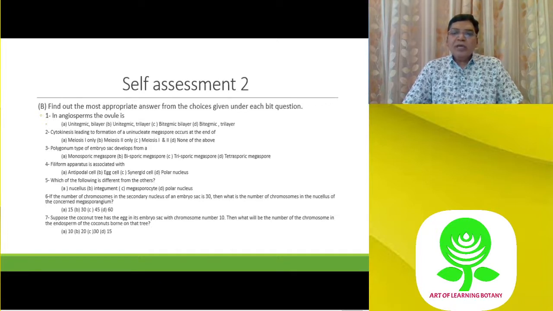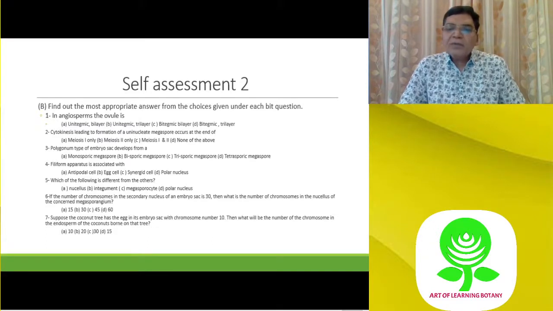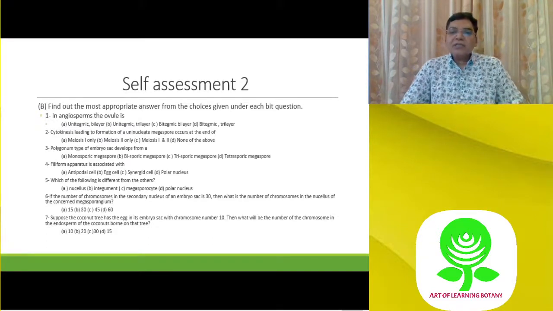Which of the following is different from the others? So you see, what is the nuclear status? Nucellus is 2n, integument is 2n, megasporocyte is 2n, and the polar nucleus is n, haploid. So this is different. Polar nucleus. The answer is polar nucleus.